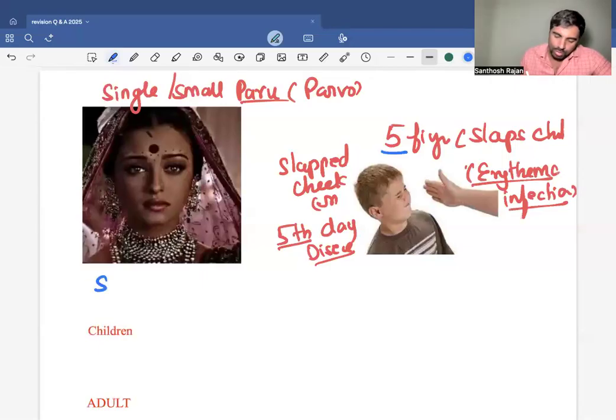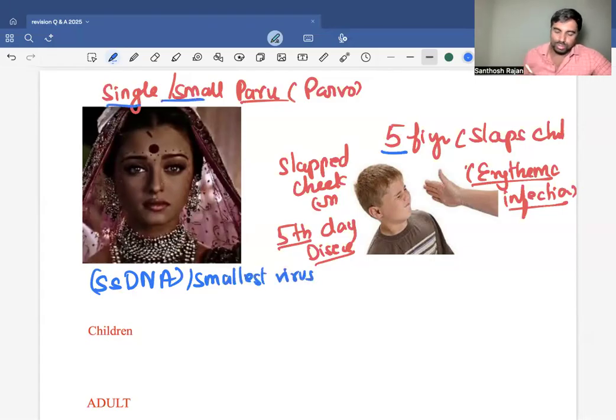And we call it small because it's only a single-stranded DNA virus. It is the smallest virus we have. That's why we call it Choti Paru, single and small. This is the Paru in the Devdas movie, Aishwarya Rai's role. You know that one.